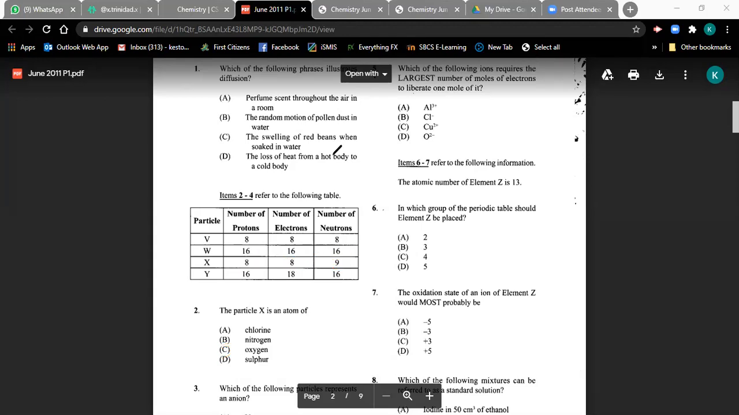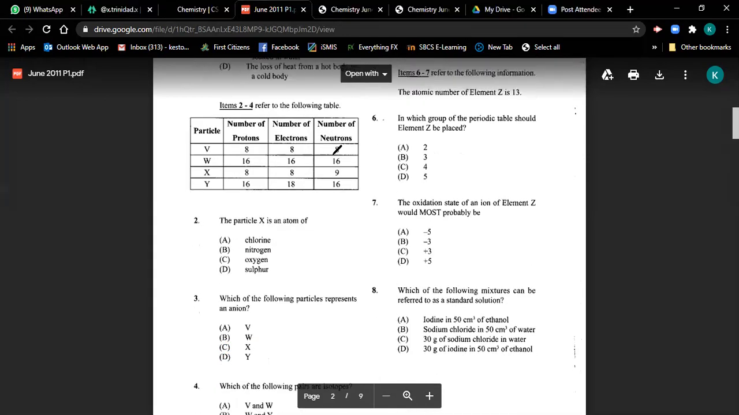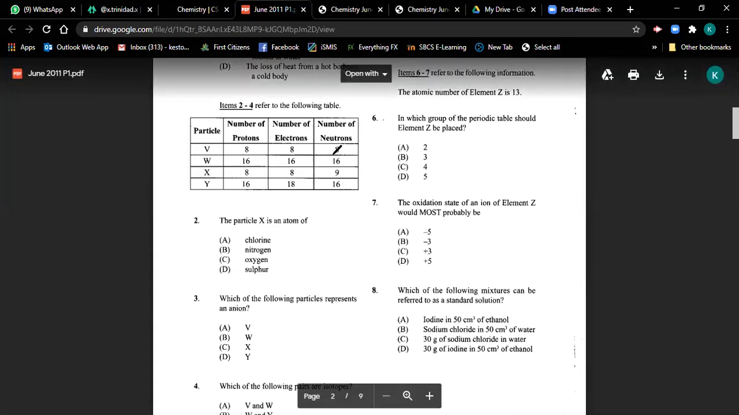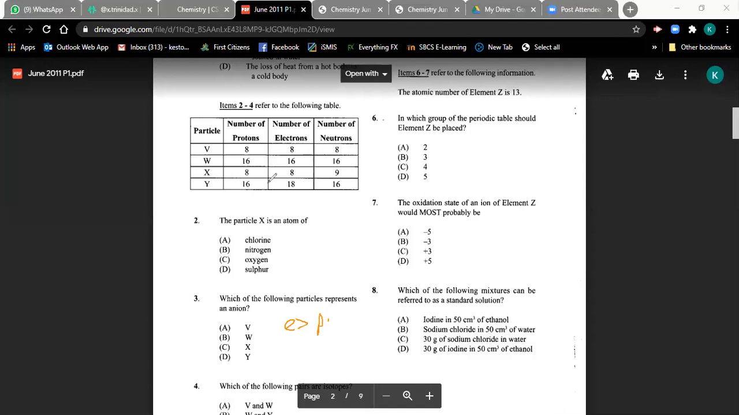Yeah? 3. Which of the following particles represent an anion? An anion, you have to have more electrons than protons. So where do we have more electrons than protons? Here. Right? So that's D, the answer for that one.